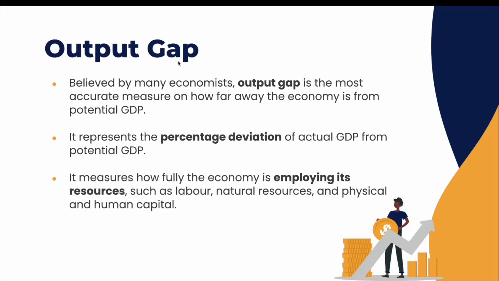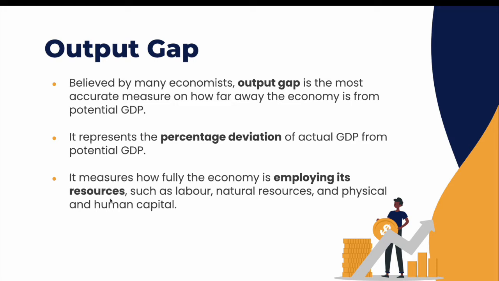We'll talk about output gap. It is believed by many economists that it is the most accurate measure of how far away the economy is from potential GDP. In other words, it represents the percentage deviation, which is how far away the economy is from potential GDP. So, percentage deviation of actual GDP from potential GDP. Another definition, it measures how fully the economy is employing its resources.